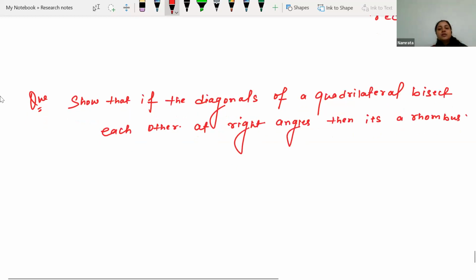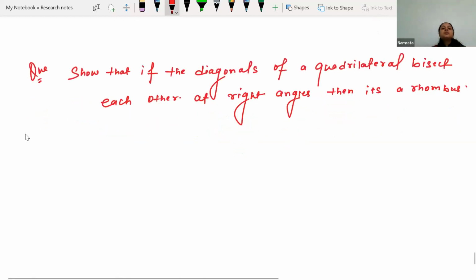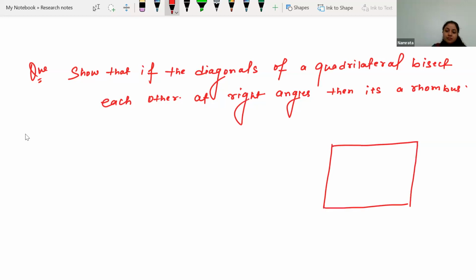So what we know and what we have to prove here, first we will focus completely on the theorem given. Show that if the diagonals of a quadrilateral, which means any polygon having four sides, ABCD is just a quadrilateral. What we know is that ABCD is a quadrilateral, a polygon having four sides. Now, if the diagonals of this quadrilateral bisect each other, so diagonals are bisecting each other.